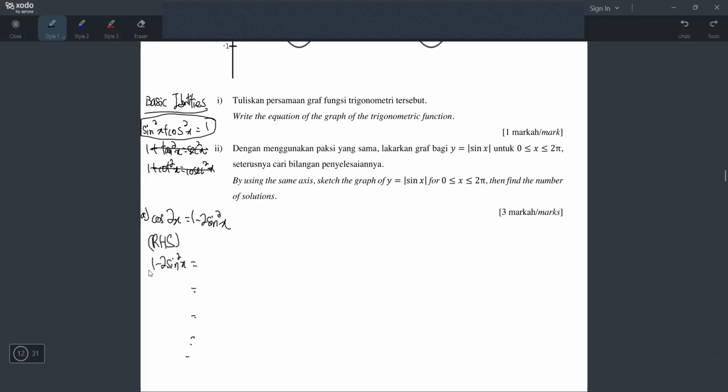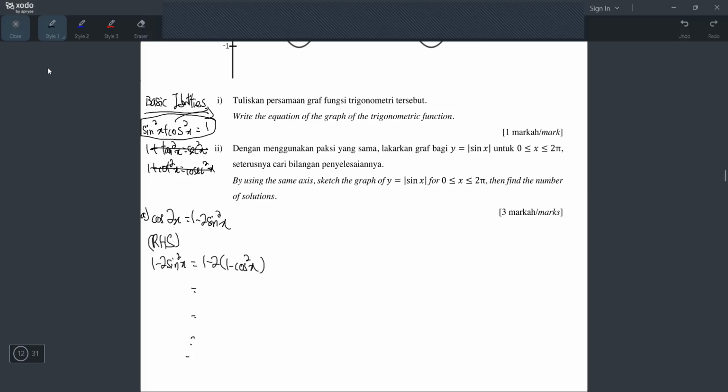Okay, first thing first, 1 minus 2 sine square. 1 is actually sine square plus cos square, so just write sine square x. Okay, just change the sine square, because sine square is actually what? 1 minus cos square, right? 1 minus cos square. Okay.